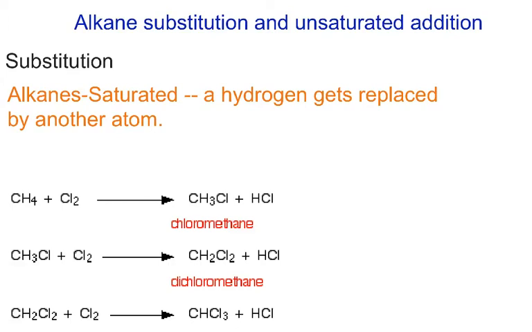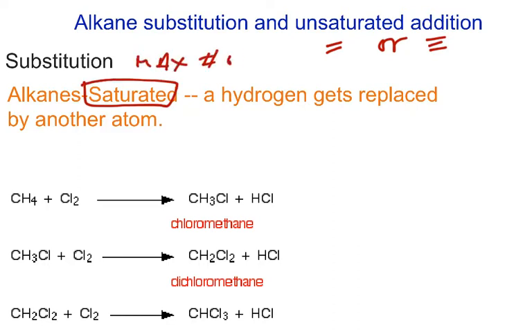This is a video on alkane substitution and unsaturated addition. For our purposes, unsaturated refers to not being filled to the max with hydrogen. So if you're not filled to the max, you contain either a double or a triple bond, right? And that refers to alkenes or alkynes. If you're saturated, you contain the max number of hydrogens, and you'll have single bonds only between your carbons. All right, so those are two definitions that we should know.